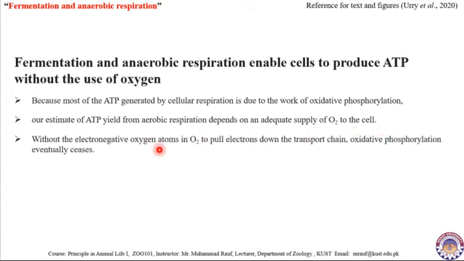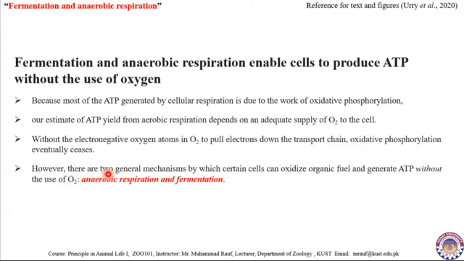Without the electronegative oxygen atoms in O2 to pull electrons down the transport chain, oxidative phosphorylation eventually ceases. So when there is no oxygen present as the final acceptor of electrons, then all the carriers in the electron transport chain will be occupied with electrons, and there will be no one to accept electrons from them. So the eventual result will be the cessation of the electron transport chain.